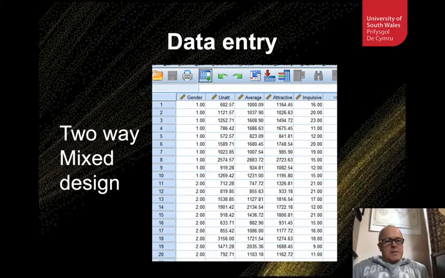Okay, so it's a two-way mixed design. The between participants factor is gender, because you can't be both male and female, so they presented either males or females, and everyone was presented with the 3 types of faces, the unattractive, the averagely attractive, or the attractive faces. In columns 2, 3 and 4, you can see the response times that it took males and females to respond to each of those faces. And in the 5th column, we can see their impulsivity scores. So they're recording impulsivity as a covariate in this case, because they're thinking, well, response times might also be affected by impulsivity scores.